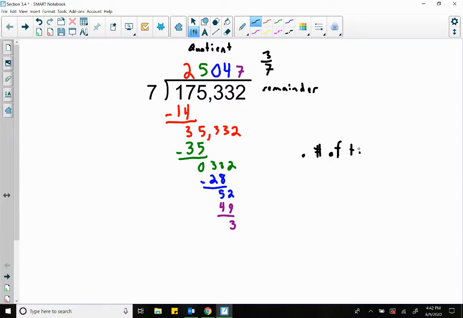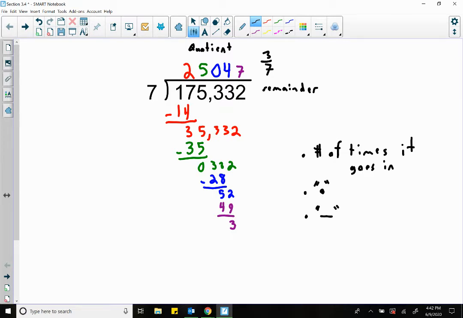Number of times it goes in. Then we do a lot of multiplying. And then we subtract down. Okay? So that way it just doesn't look like two dots.